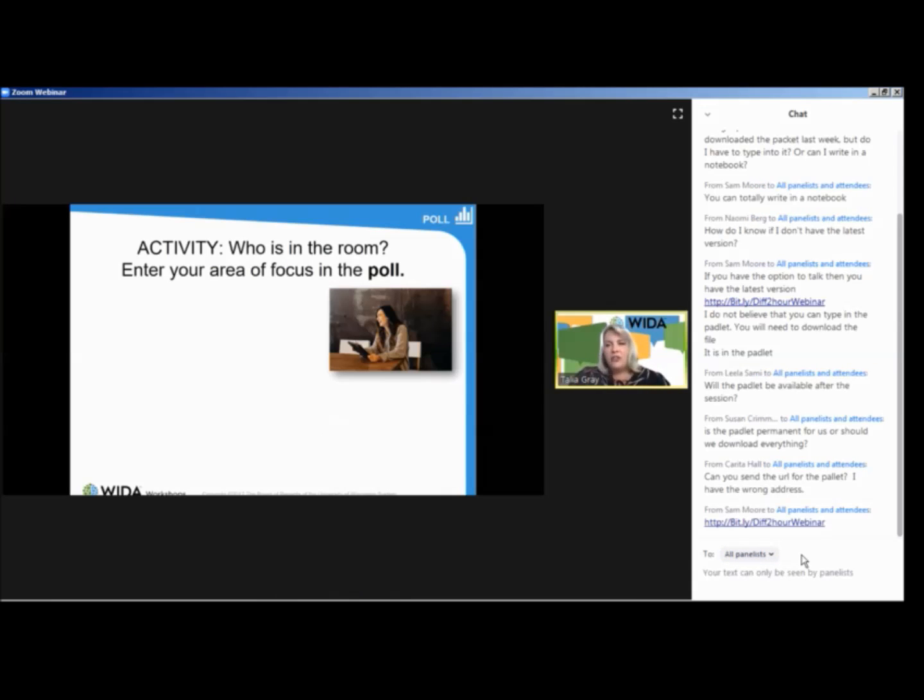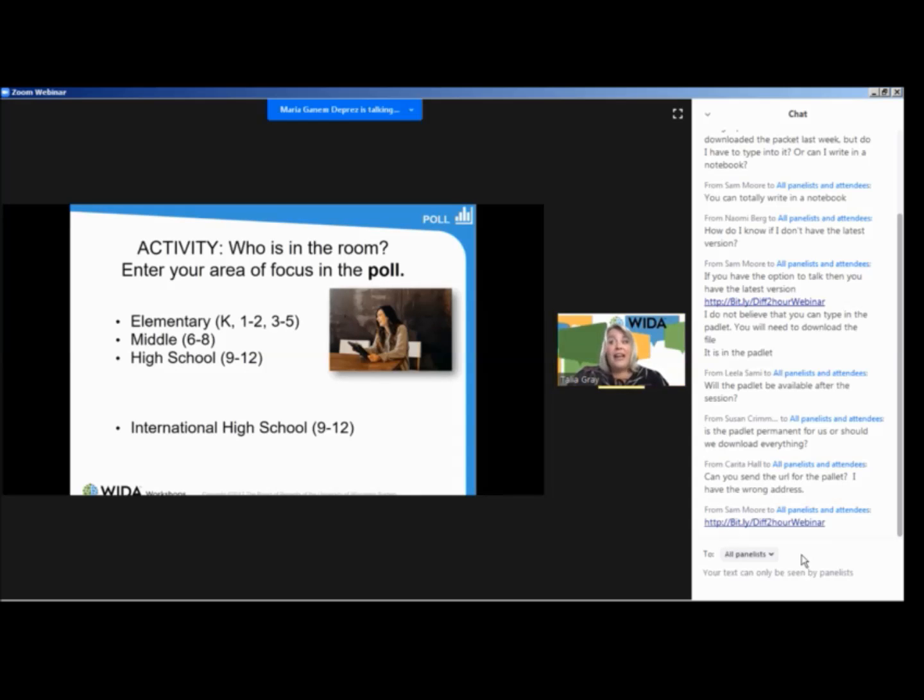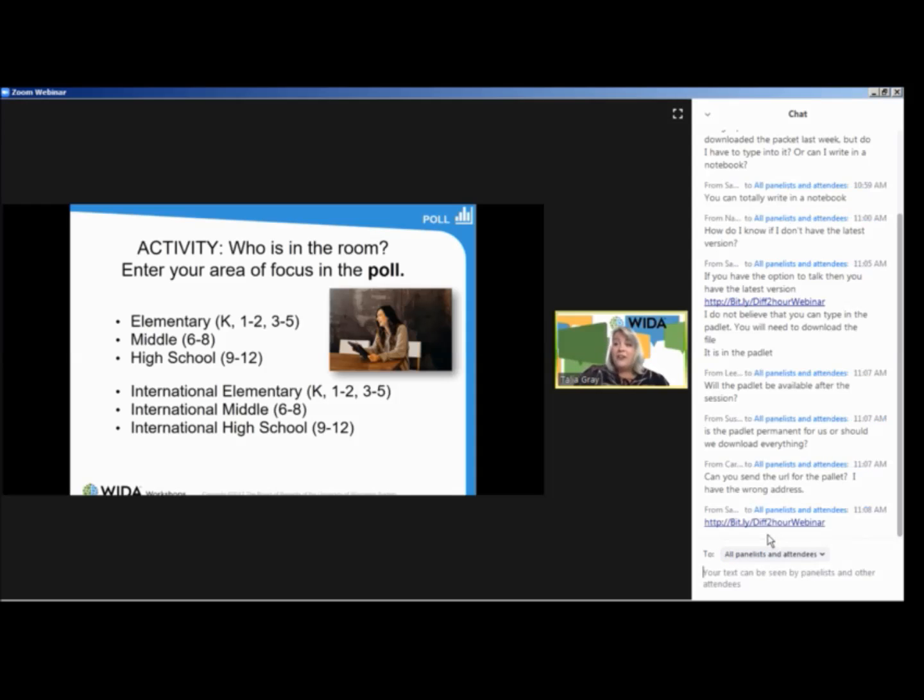Now, I'm about to launch a Zoom poll, and I would like for you to tell me what your area of focus is. So, are you elementary, like me? Are you middle school, high school? And are you international? I'm sorry, did somebody say something? Okay. So international high school, international elementary, or international middle.